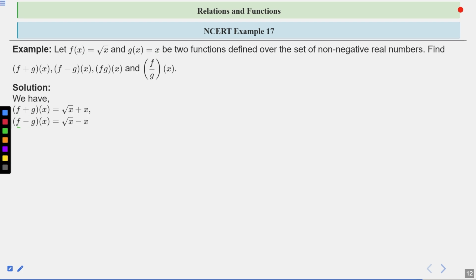Now for f minus g, f(x) minus g(x). So quite simple. The (f minus g)(x) will be your what? Root x minus x. For fg, it is f(x) times g(x). So root x times x, which is equal to x raised to power 3 by 2. And for f by g, so f divided by g(x). So root x by x, which is equal to x raised to the power minus half. Quite simple. So I hope that everything is clear now.